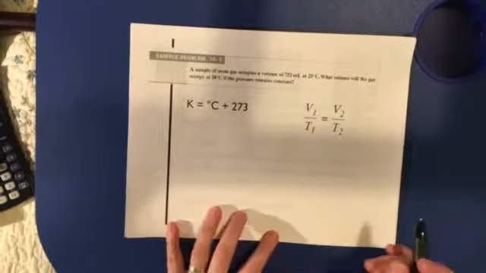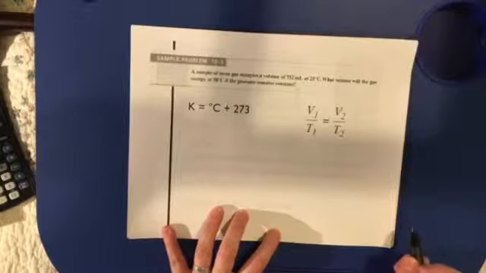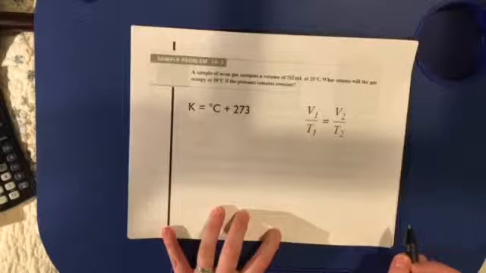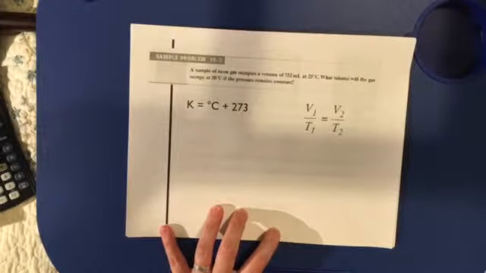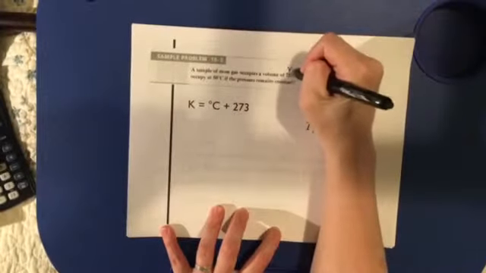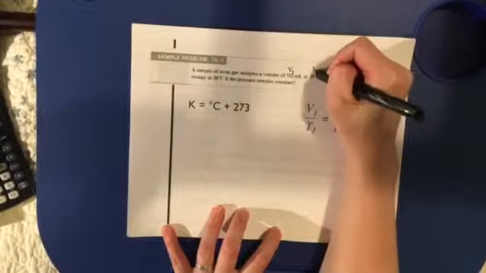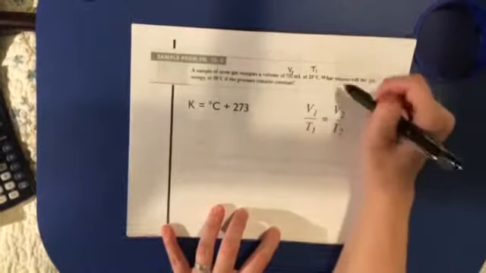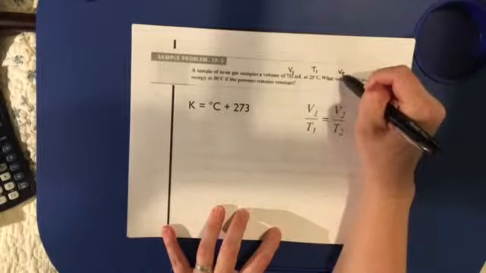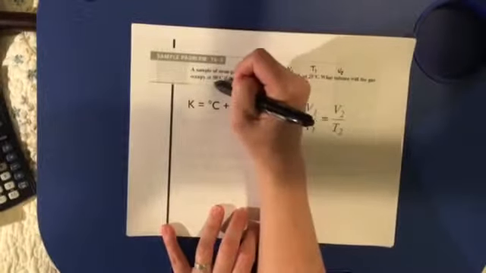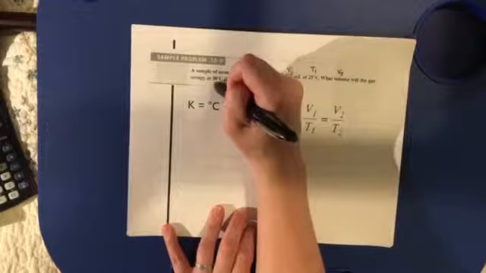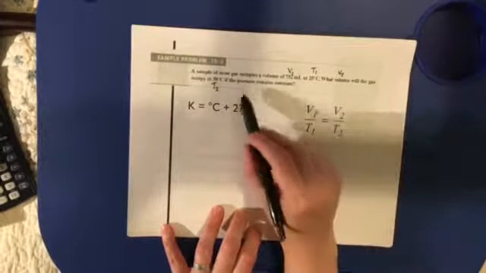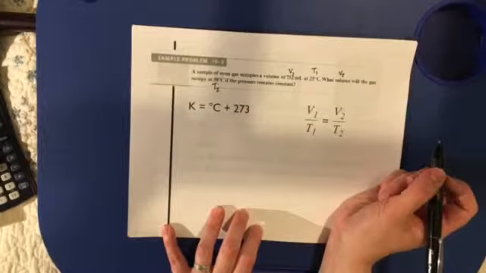So if a sample of neon gas occupies a volume of 752 milliliters at 25 degrees Celsius, so here is our V1. Here is our T1, but we're going to have to convert that to Kelvin. What volume, so what V2, will the gas occupy at 50 degrees Celsius? Here is our T2, but we're going to need to convert that to Kelvin if the pressure remains constant.